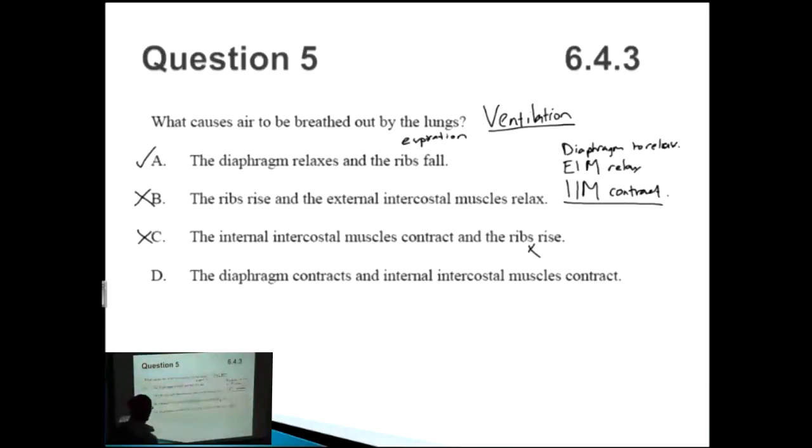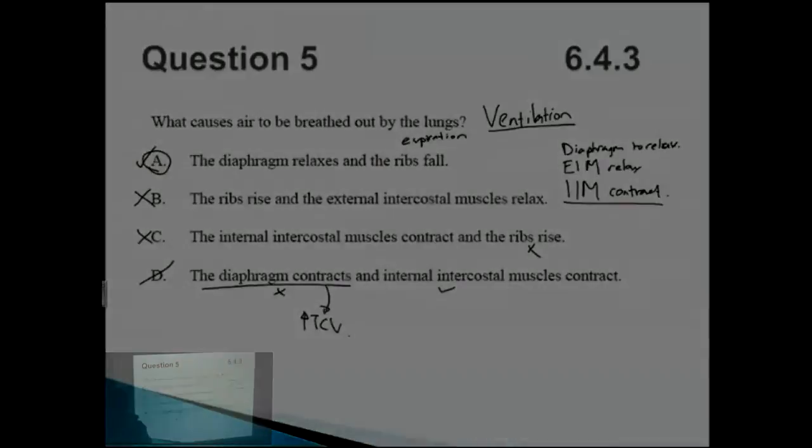D. The diaphragm contracts and internal intercostal muscles contract. Once again, we've got the second part being right, but the first part being incorrect. That would actually cause an increase in thoracic cavity volume, which is incorrect. Therefore, the correct answer is A.